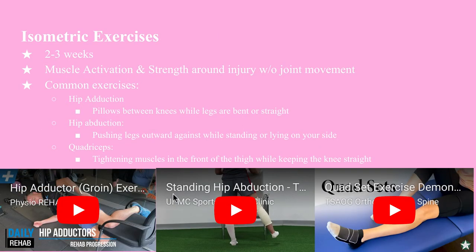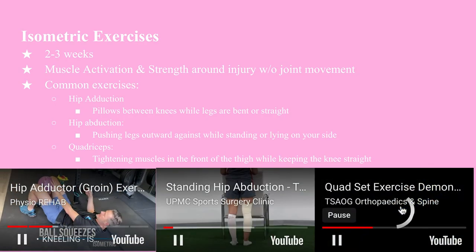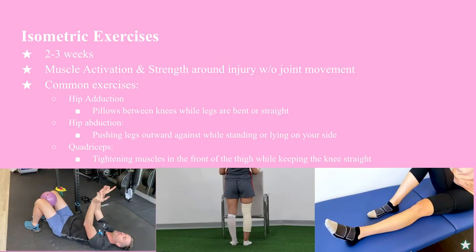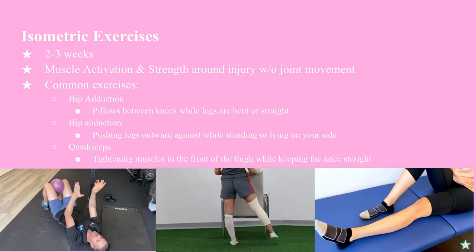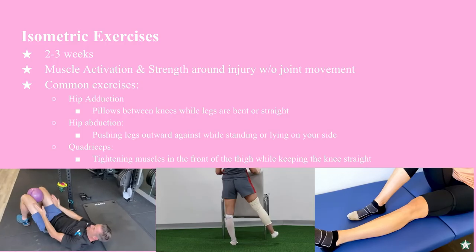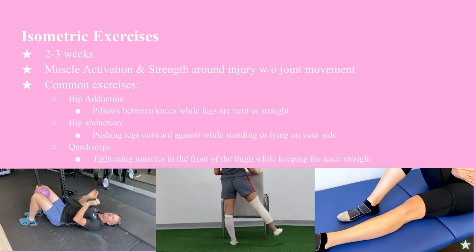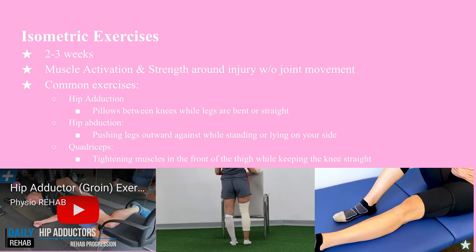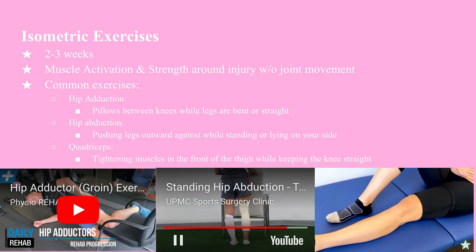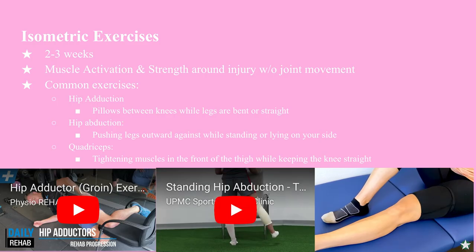Some isometric exercises you'll see are hip adduction, hip abduction, and quadriceps. It is important that we do these exercises for muscle activation and strength around this injury, but we don't want the joint to move. You'll typically see these exercises being done in weeks 2 to 3. Again, it depends on the person, but not really putting any stress on the injury site or the joint around it, just trying to strengthen the muscles without re-injuring.